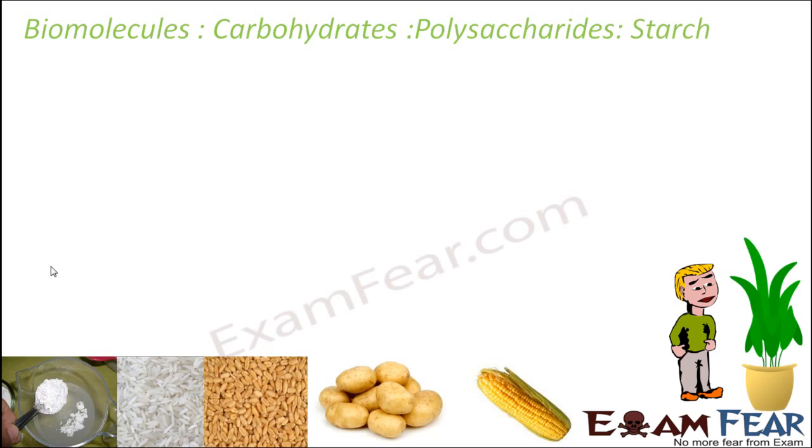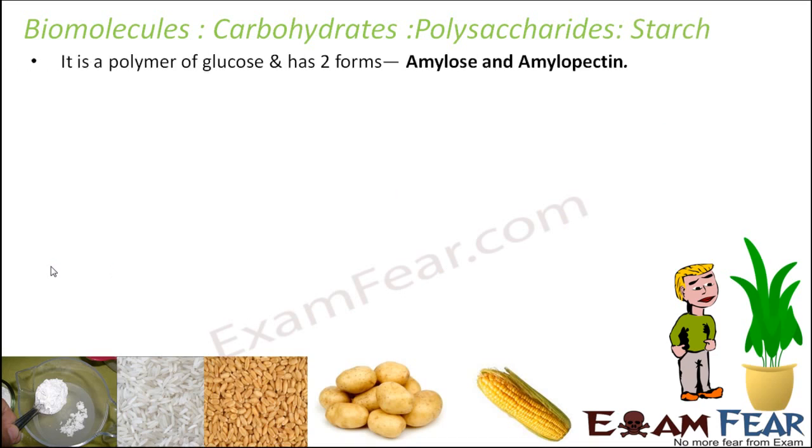So let us talk about starch. Starch is a polymer of glucose. Several glucose units together form starch. Now there are two forms of starch which are generally seen, amylose and amylopectin. Let us see what is amylose and what is amylopectin. Before that, where do we find starch? Starch is found in cereals. It is also found in vegetables.